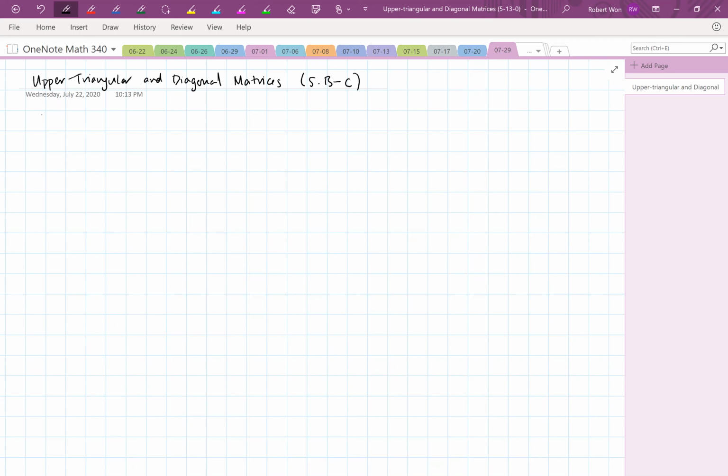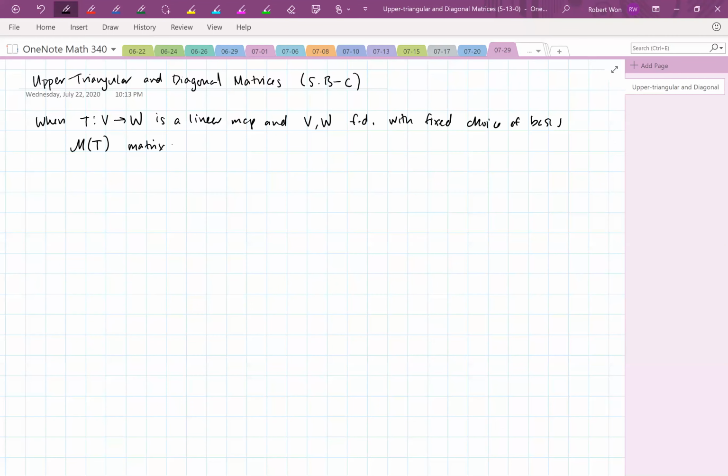So just recall that when T is a linear map from V to W, and V and W are finite dimensional with fixed choice of basis, then we can represent this linear map with a matrix. So this is a matrix that uses all this data, right? So this matrix represents the linear map T in terms of the fixed choice of basis for V and W.